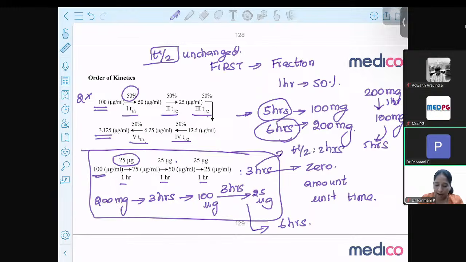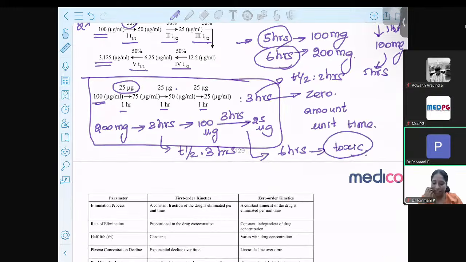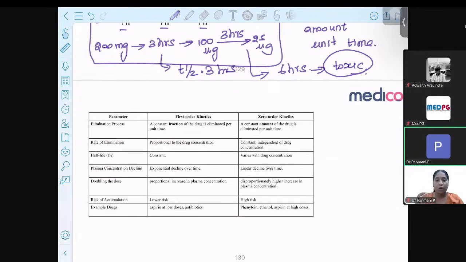And what is the half-life here? 200 to 100. So how many hours? It is 3 hours here. So what is happening? The half-life is changing and the drug is going to stay in the body for a longer period of time, which is going to become toxic. So this is the main difference between first order and zero order kinetics. So this table demonstrates the major difference.